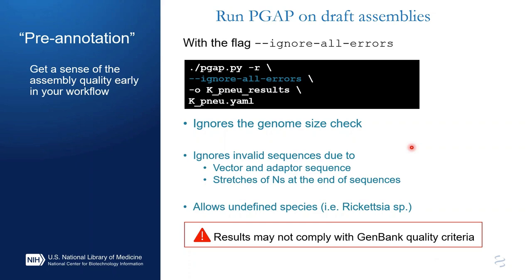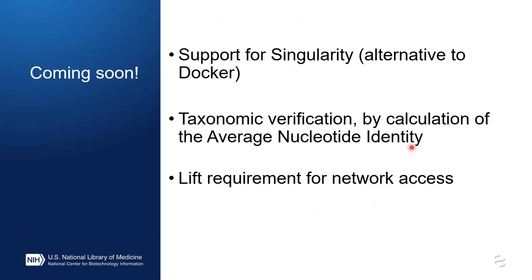You will also ignore stretches of Ns at the end of sequences. That flag also allows you to run on undefined species. So you may have an idea of the genus, but not the species. This is convenient to get a sense of the assembly quality early in your workflow. But you should be aware that the results produced may not comply with GenBank quality criteria. So if you intend to submit the results, this is not a flag that you want to use.